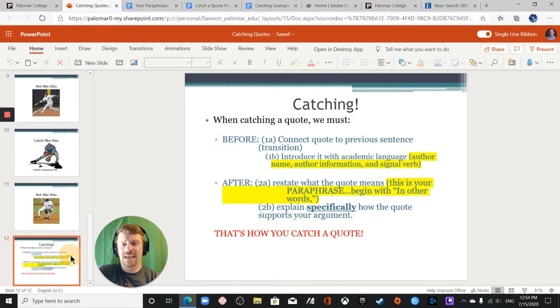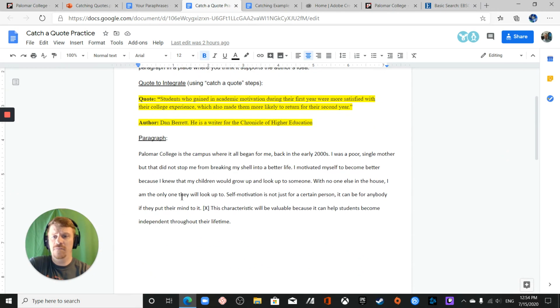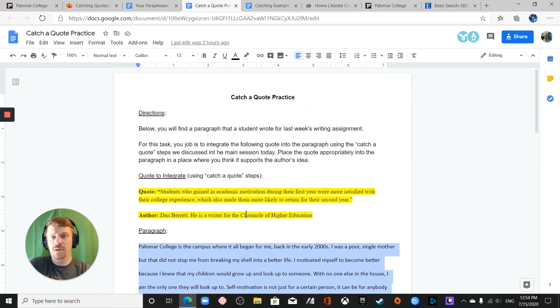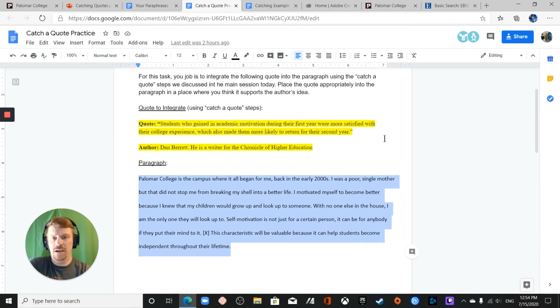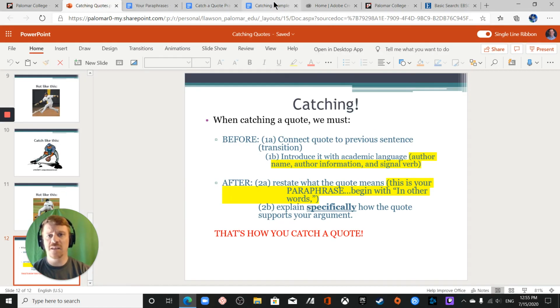So we focused on catching in class a lot today. And we did an activity where we looked at a paragraph that one of you wrote for your assignment last week. And then we put this quote into the paragraph. So the place where X is here, I explained in class, was a logical place to have a quote to support someone's idea. So I asked students to put this quote here from Dan Barrett into the paragraph using our catching steps.